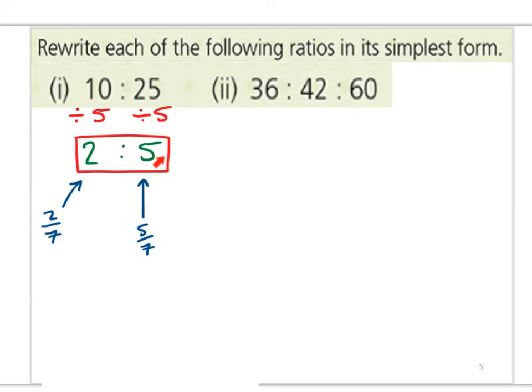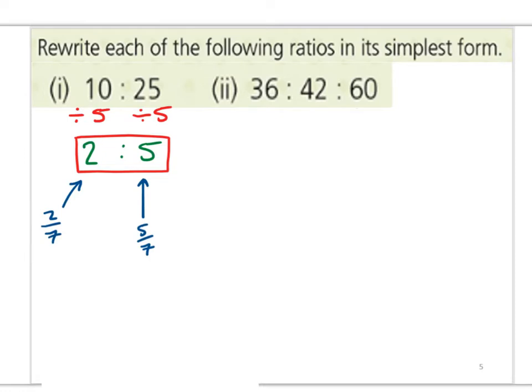So 2 plus 5 gives us 7, so there's 7 parts in total. So this 2 represents 2/7 of the whole amount, and this 5 represents 5/7 of the whole amount. So we weren't actually asked to do that. All we have to do is come up with the simplified ratio, which is 2 to 5. So this is the answer here. But in some questions that we'll see later on, this is going to be very, very helpful. So it's no harm to have a look at it now.